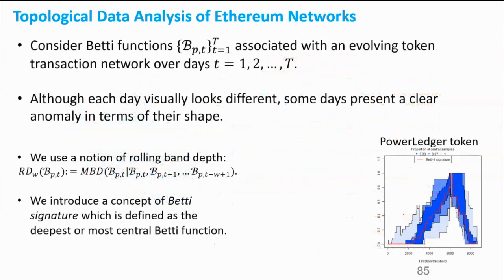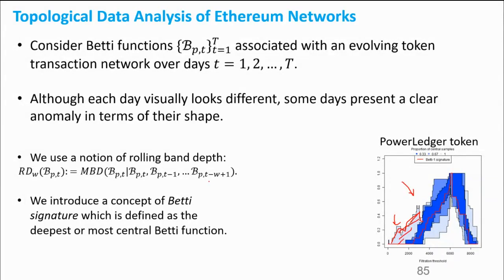Good. So let's define the deepest point. Consider Betti functions associated with an evolving token transaction network over days, such as the ones shown here. So each line, each function is a different day's Betti function. Each day visually looks different. However, some days look anomalous. For example, look at this day here. This is quite a different behavior than the other days. Why do we have this region in this data here?